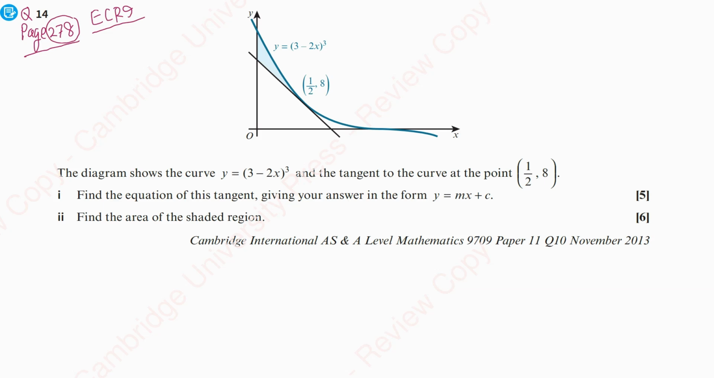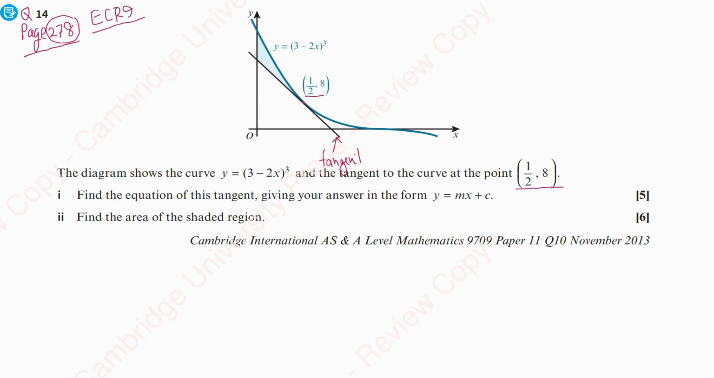We have to read the question before we start. A diagram is given with a curve equation and a tangent to the curve at the point (1/2, 8). Half and 8 is given here. The black line is called the tangent.